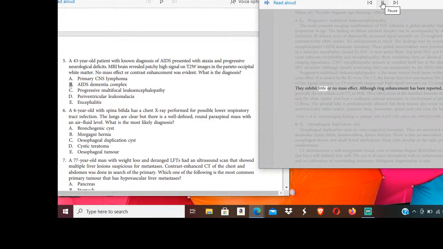They exhibit little or no mass effect. Although ring enhancement has been reported, these lesions generally do not enhance on CT or MRI. They often occur at the interface between the gray matter and the white matter and have a scalloped contour secondary to involvement of peripheral U fibers. The parietal lobe is predominantly affected, but these lesions also occur in the periventricular white matter, posterior fossa, brainstem, spinal cord, and even the basal ganglia.